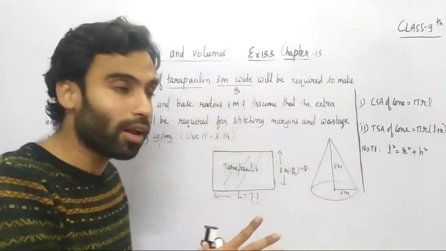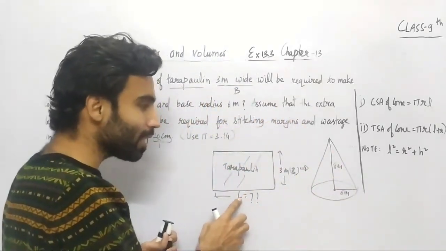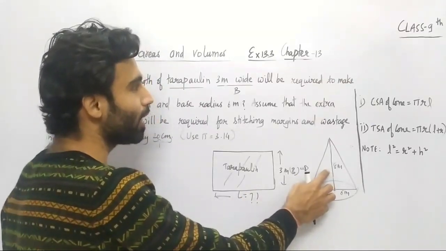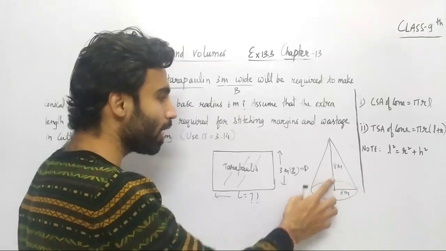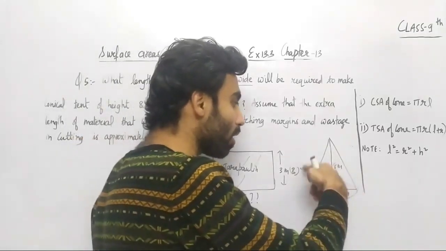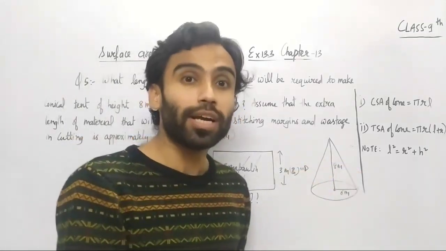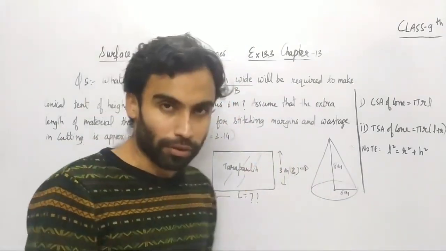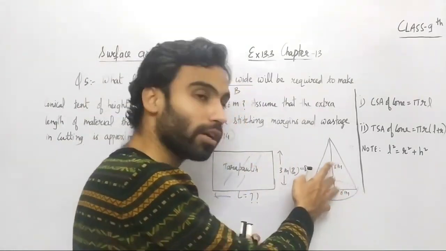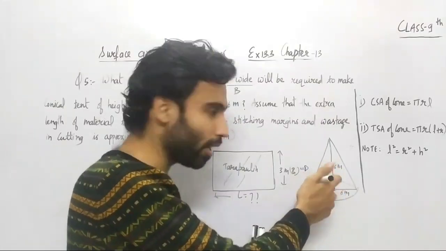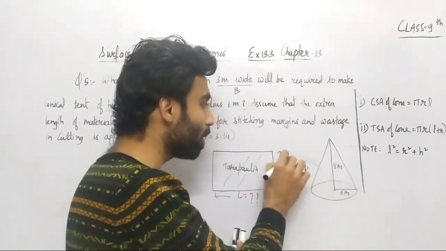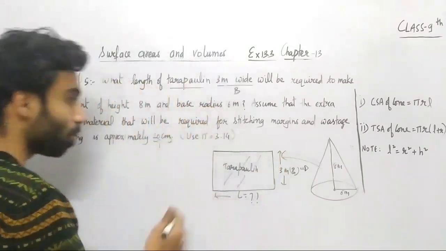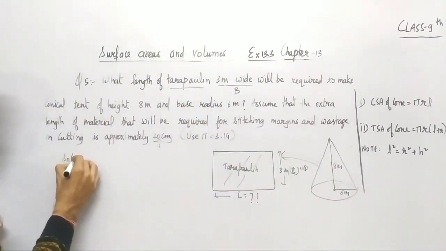सो फर्स्ट ऑफ ऑल हमें यहाँ पे क्या करना है, इसकी लेंथ निकालने के लिए मुझे क्या करना होगा, सबसे पहले इस कॉनिकल टेंट की बात करते हैं. सो ये कॉनिकल टेंट का जो भी कर्व्ड सरफेस एरिया होगा that will be the required cloth of tarpaulin, right. So पहले मैं वो निकालता हूं the curved surface area of this cone, right, because that is going to be the area of tarpaulin cloth required, right, to make the tent. So let us start this solution here.